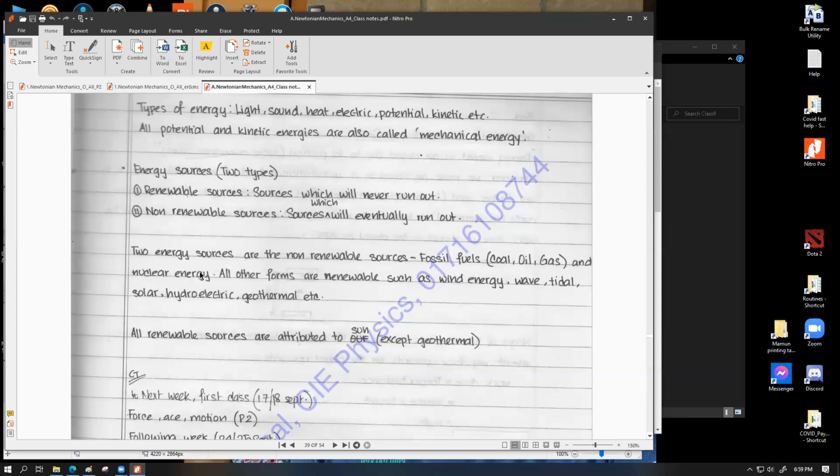And nuclear energy. Nuclear energy is the basic process by which mass is converted into energy in the nuclear reaction, fission reaction, or chain reaction process. All other forms are renewable, such as wind energy, wave energy, tidal energy, solar energy, hydroelectric energy, geothermal energy. So every other type of energy that you can think about is some sort of renewable energy resource. Now, here's one thing I need you to understand: do not confuse energy sources with energy type.